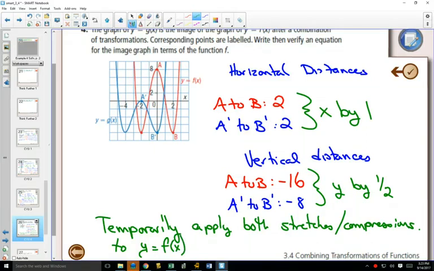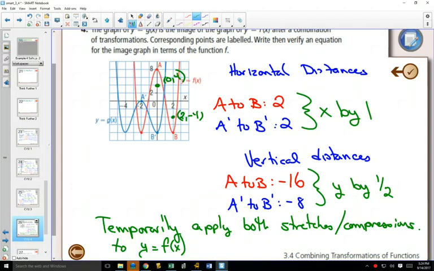So x doesn't change, but if I temporarily applied y by 1/2, what would happen to this point A, 0,8? Where would it go if you multiplied the y by 1/2? It would come down to 0,4. So we'll put a dot at 0,4. What would happen to 2, -8? It would come up and be at 2, -4. So these are our temporary points that are going to help us.